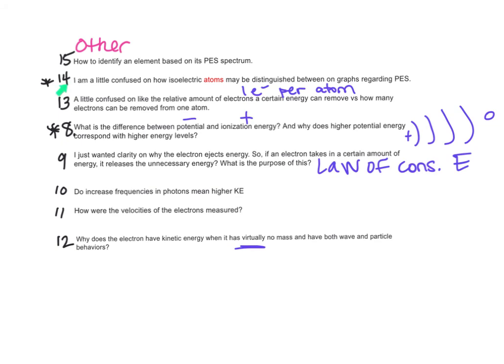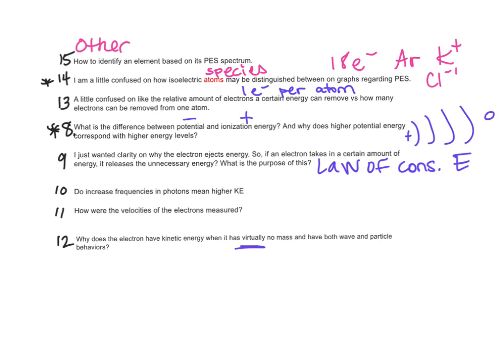Now let's go to 14, and this is a really important one. I'm a little confused on how isoelectric atoms may be distinguished between one another on graphs regarding PES. Okay, so first of all, there's a misconception here. You can't have isoelectric atoms that are different from one another. It's isoelectronic, we usually say, species. So that would be things with like 18 electrons. So that could either be argon, or it could be potassium with a +1, or it could be chlorine with a -1 charge. Those would all be isoelectronic with one another, okay? But you're not going to have isoelectronic atoms. Like you can't have an argon and a potassium atom being isoelectronic.